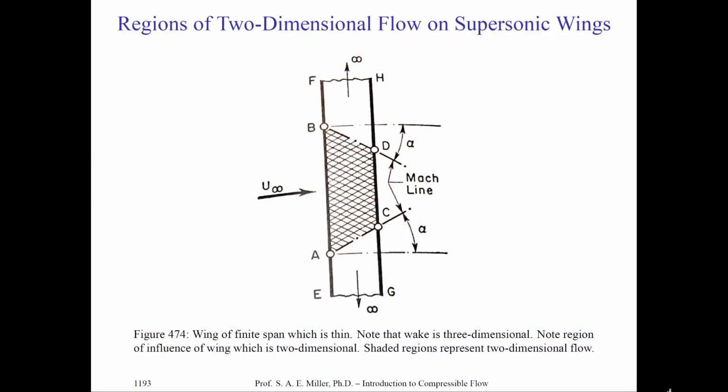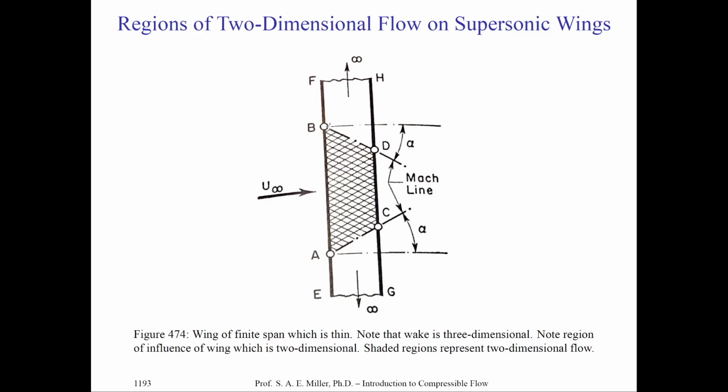Let's look at a few images to illustrate these concepts. In this particular figure 474 of this slide deck, we see a wing of finite span, which is indeed thin, as we assumed earlier. And we'll also say that the wake itself behind the airfoil is three-dimensional. The region of influence we'll color in as two-dimensional on the wing surface. These shaded crosshatches represent the two-dimensional flow.